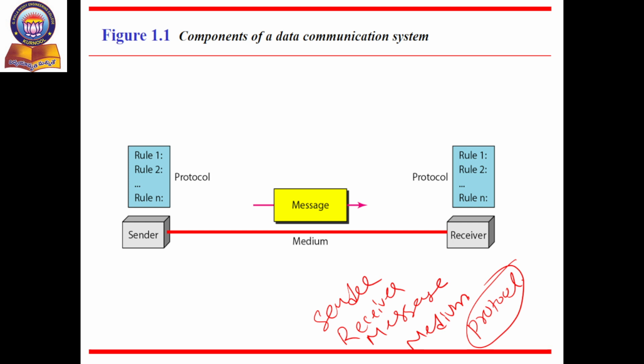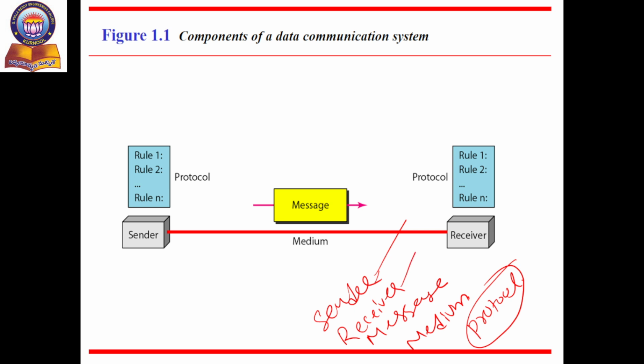The first one is a sender. It's a device or a person. The person or device wants to make some communication with another person or device. First, the sender needs a message. So the sender is a person or a device. It needs to send the message. It should have the capability to send the message.